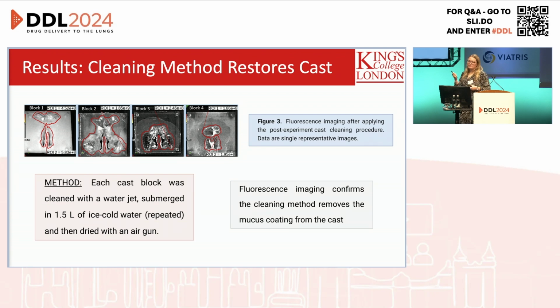So what we did was we submerged each of the blocks of the cast in 1.5 litres of ice-cold water, which again is acting on that reversibility of the pluronic, going back to a liquid, more easily able to come out of the cast, basically. And then we dried them with an air gun.